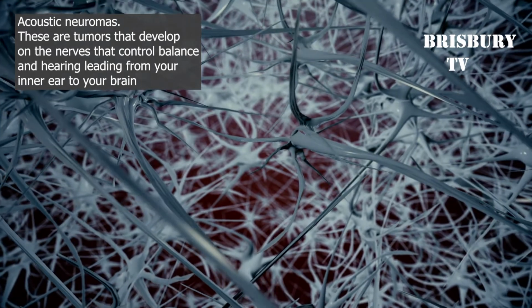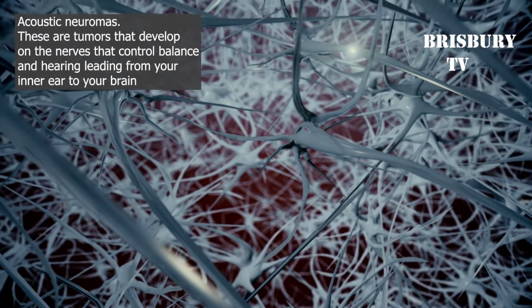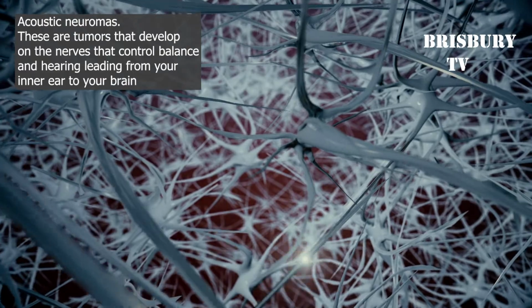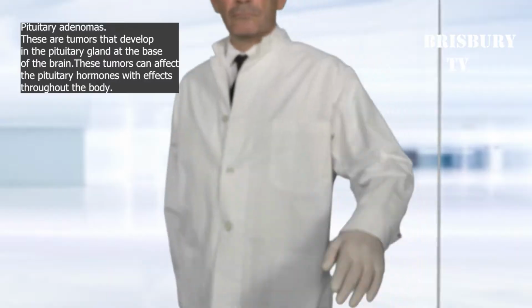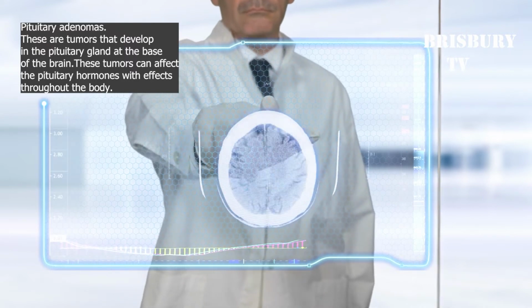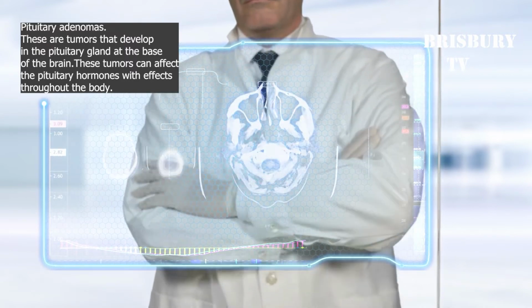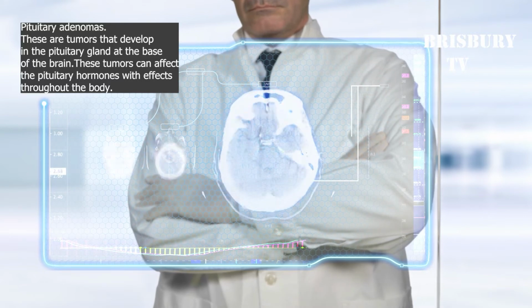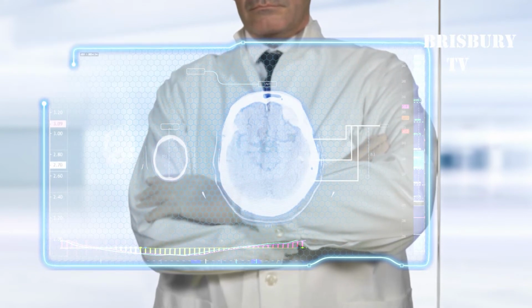Acoustic neuromas. These are benign tumors that develop on the nerves that control balance and hearing, leading from your inner ear to your brain. Pituitary adenomas. These are tumors that develop in the pituitary gland at the base of the brain. These tumors can affect the pituitary hormones with effects throughout the body.